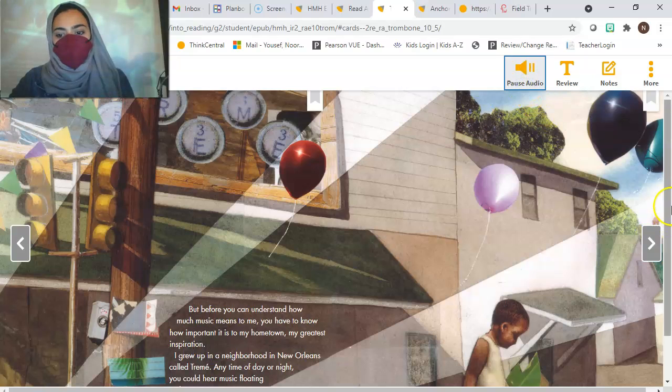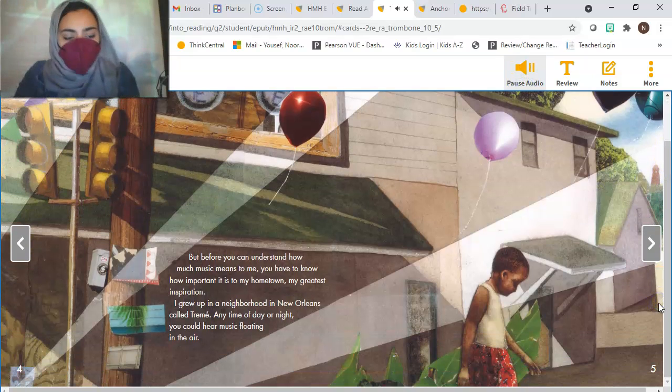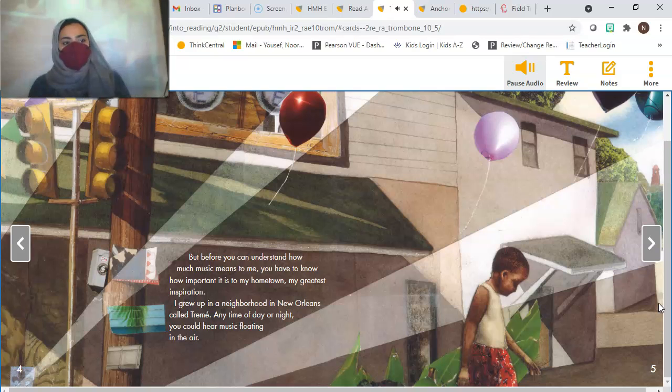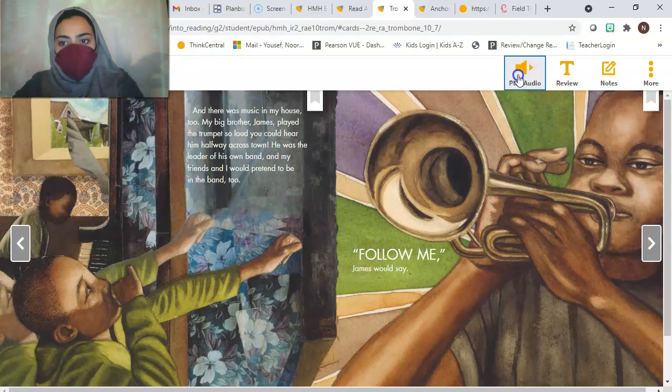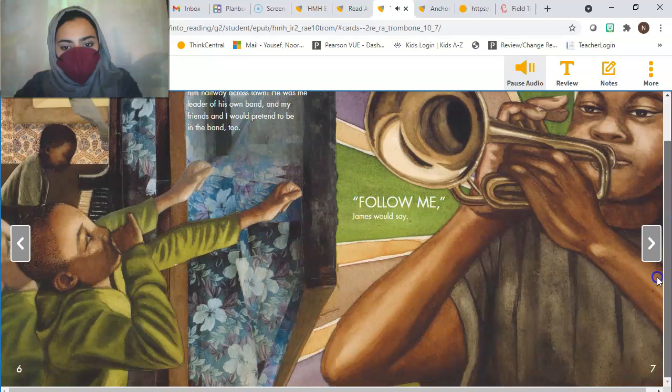But before you can understand how much music means to me, you have to know how important it is to my hometown, my greatest inspiration. I grew up in a neighborhood in New Orleans called Treme. Any time of day or night, you could hear music floating in the air. And there was music in my house, too. My big brother, James, played the trumpet so loud you could hear him halfway across town. He was the leader of his own band, and my friends and I would pretend to be in the band, too. Follow me, James would say.